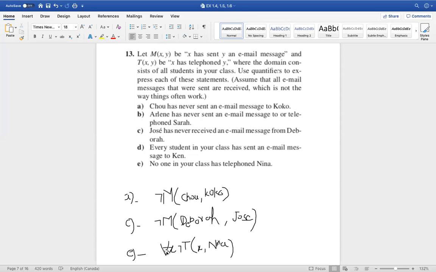So for all x, x is basically all the students in your class. So all x has telephoned Nina. Everyone has telephoned Nina, and then we will put this negation sign to represent that nobody in your class has telephoned Nina.